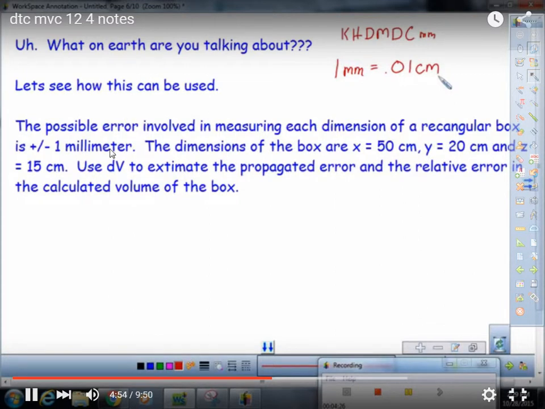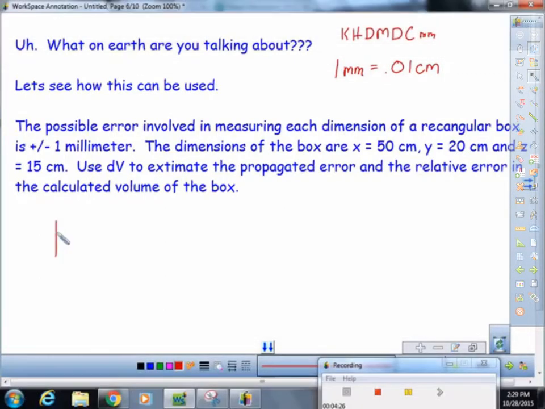I had to figure out how many millimeters were in a centimeter. So that's what I just figured out first. 1 millimeter is equal to 0.01 centimeters. So now I'm drawing the box.